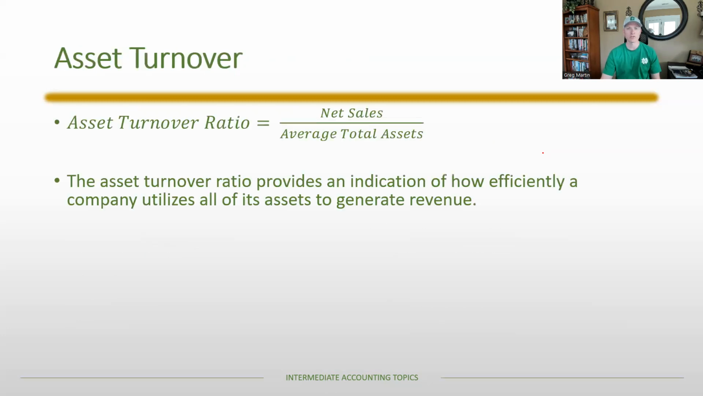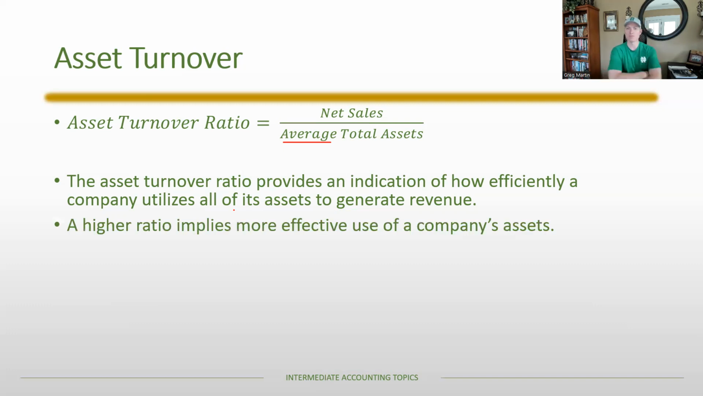For the asset turnover ratio, the calculation is net sales over average total assets. Notice when I highlight here, we are using average total assets. Again, it's how efficiently we are utilizing assets to generate revenue. The higher the number, the more efficiently we're using those assets. A higher ratio implies more effective use of a company's assets.